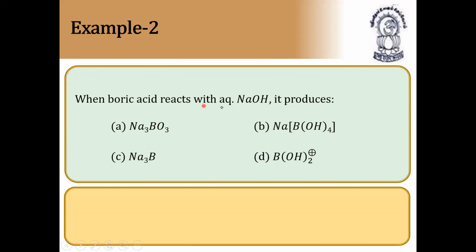When boric acid reacts with aqueous NaOH, boric acid means H3BO3. So it is acidic in nature. It combines with base, that is sodium hydroxide. It forms a salt. What salt is produced? NaB(OH)4, not NaBO3. So easily you can tell the answer because this reaction we have already studied. It is nothing but NaB(OH)4. The reaction results in the formation of the salt.